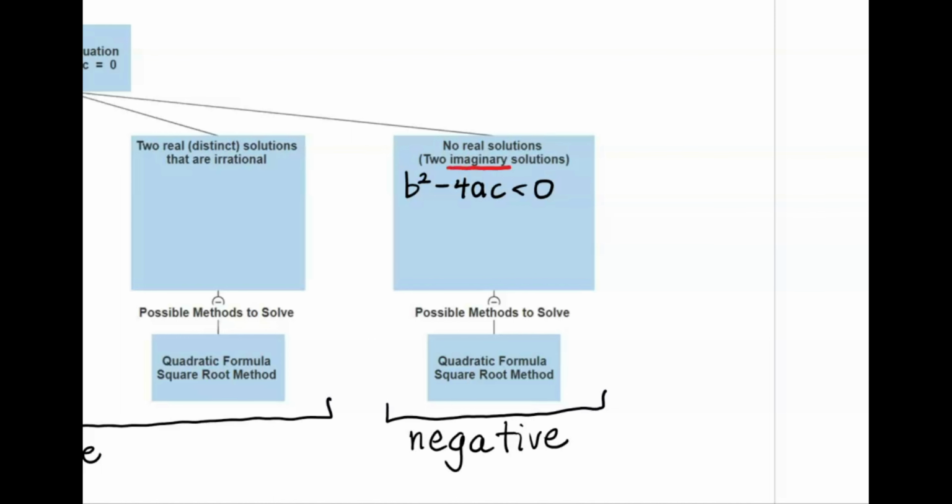And to find those, you can either use the quadratic formula or the square root method. But regardless of which method you use, to write the imaginary solutions, you have to know that the square root of -1 is defined as the imaginary number i. We'll look at some examples where we get into that.